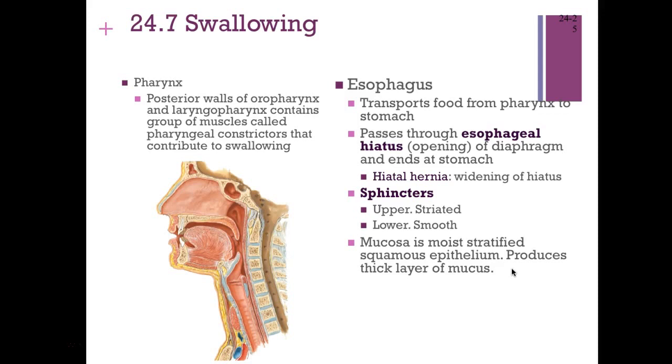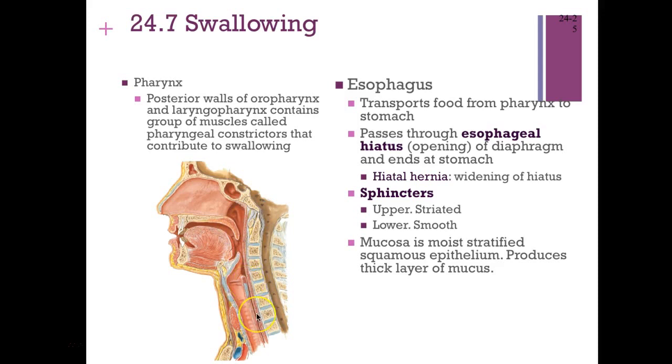So moving into swallowing, this is going to take place at the pharynx. The posterior walls of the oropharynx and laryngopharynx are going to contain muscles called pharyngeal constrictors that will assist us with swallowing. And that'll move the food down into the esophagus, back in here, and move it down to the stomach.